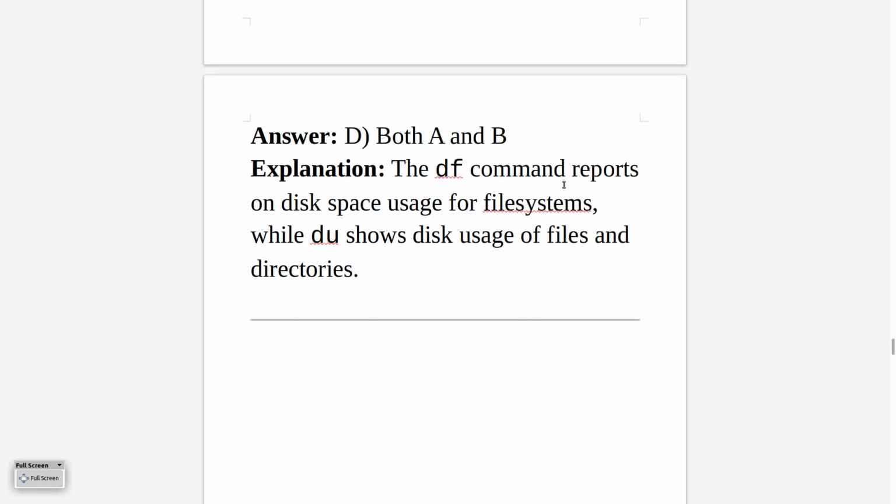Indeed, df gives reports on disk space usage for file systems, while du shows disk usage of files and directories. Note to self: remind myself of the difference, what one is preferred for, and what one gives extra info for. I almost always go for df, but I did suspect that du shows it as well.